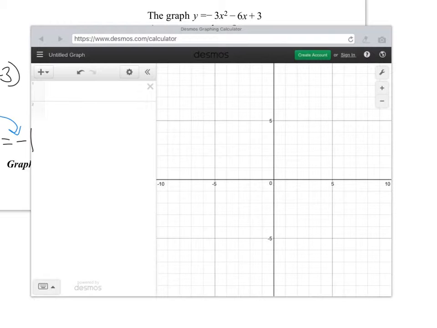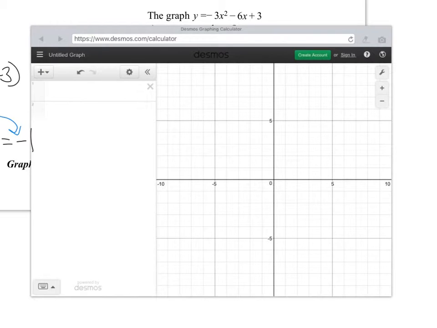And to graph on this, we've done some with linear functions, but it's the same with quadratics. I could simply put in there whatever function I want to graph. So in this case, it's y equals negative 3x squared minus 6x plus 3. So there is my parabola.